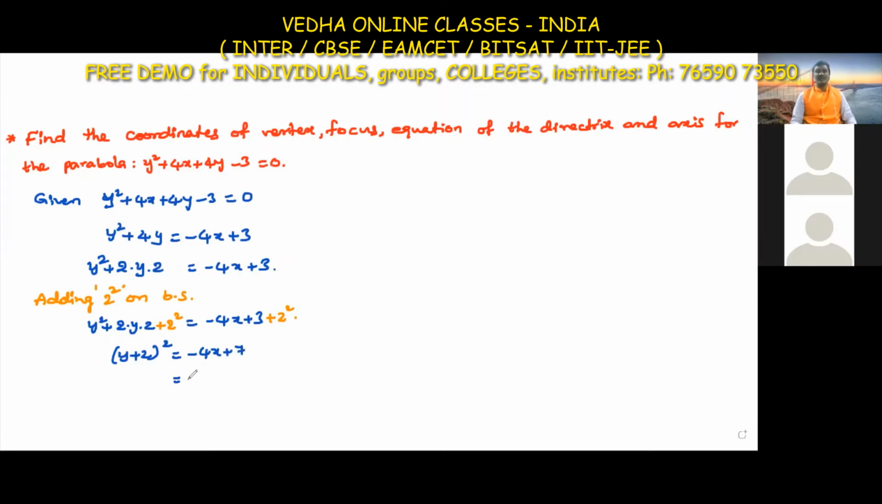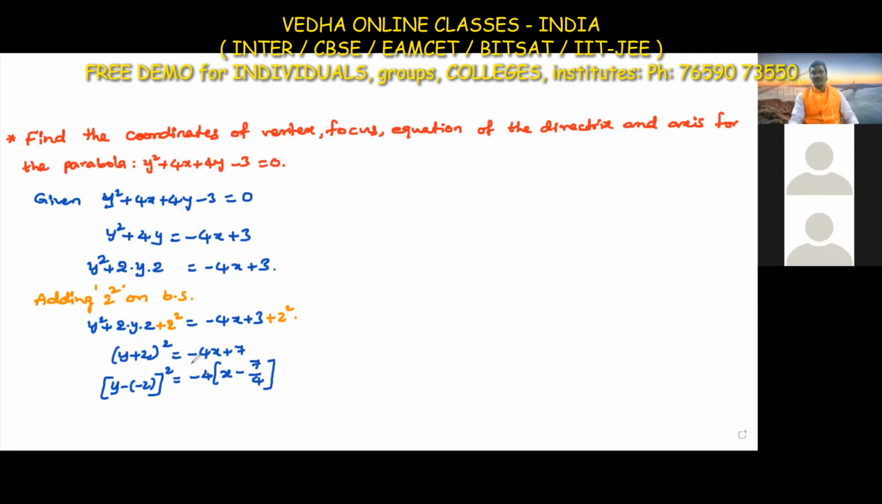Now I am taking minus 4 common. If we take minus 4 common, then what we get here? We get x minus 7 by 4. If you multiply again inside, we get the same: minus 4 into x is minus 4x, minus into minus is plus, and 4 into 7 by 4, the 4 cancels, we get 7. And y plus 2 whole square, I am writing it as y minus of minus 2 whole square.